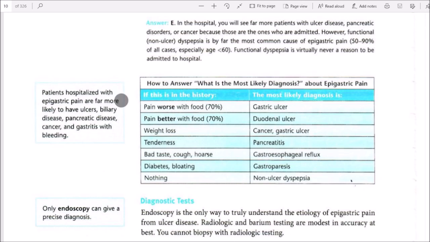Patients hospitalized with epigastric pain are far more likely to have ulcers, biliary disease, pancreatic disease, cancer, and gastritis with bleeding. How do you answer what is the most likely diagnosis about epigastric pain? If the history is pain worse with food, it is 70% gastric ulcer. Pain better with food, 70% duodenal ulcer. Weight loss, cancer or gastric ulcer. Tenderness, pancreatitis. Bad taste, cough or hoarseness, gastroesophageal reflux. Diabetes, bloating, gastroparesis. Nothing, non-ulcer dyspepsia.